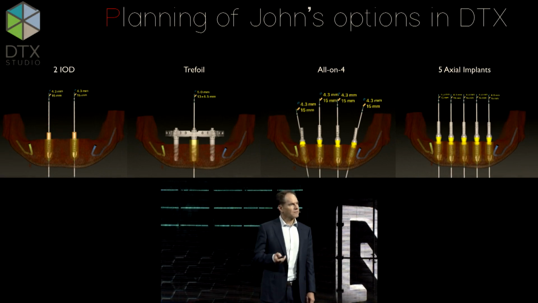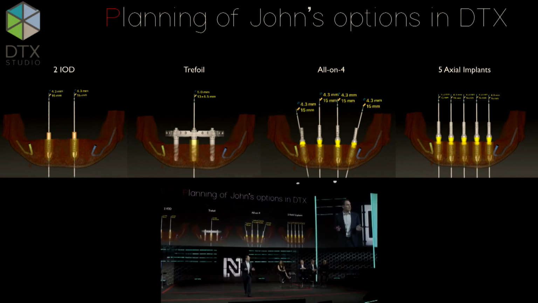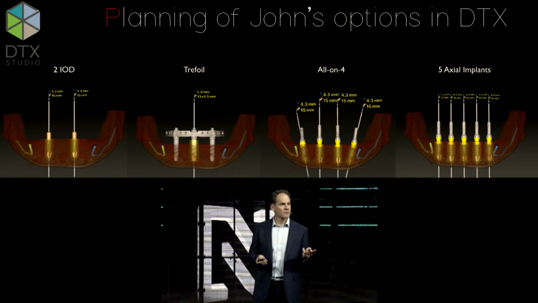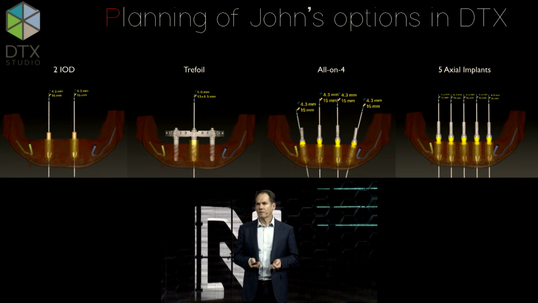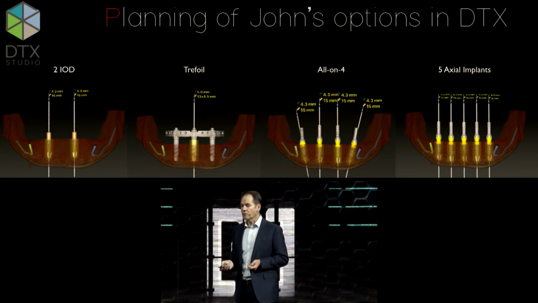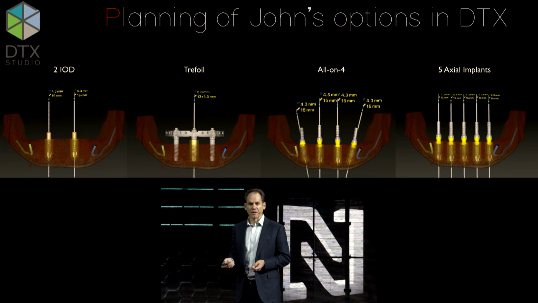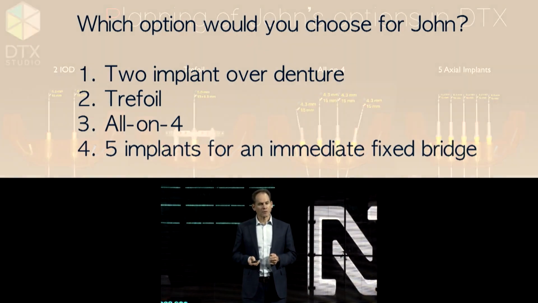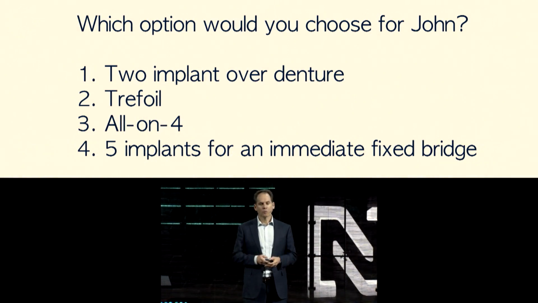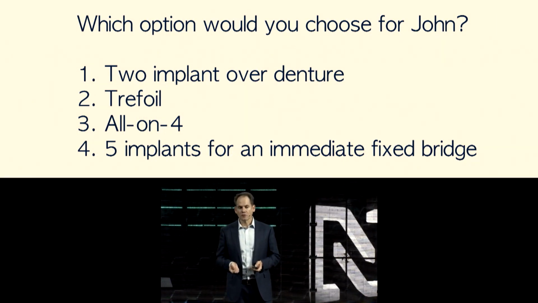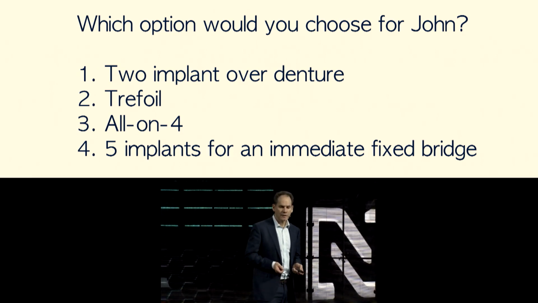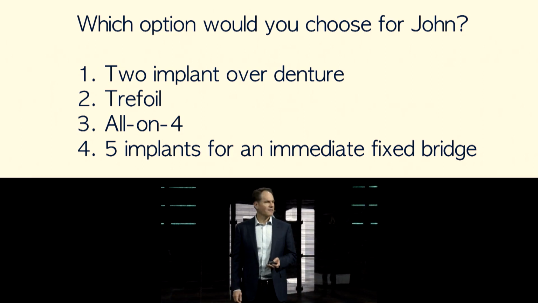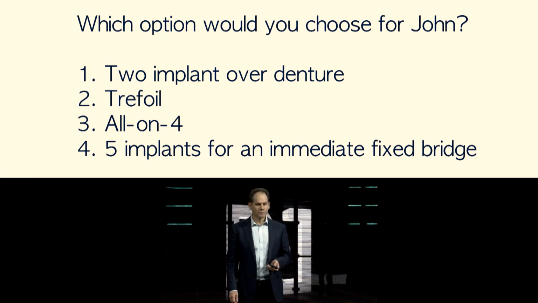We did the planning for various treatment options in DTX. So in John's situation, he can have 2 implants for a 2-implant overdenture. He can have a trefoil, he can have an all-on-4, and he can have 5 axial implants. He's unable to have any implants posteriorly. So my question to you at this point would be, what option would you choose for John? Would you choose 1, a 2-implant overdenture, 2, trefoil, 3, all-on-4, and 4, 5 implants for immediate fixed bridge?